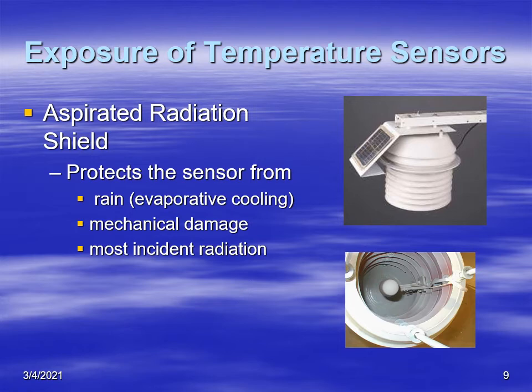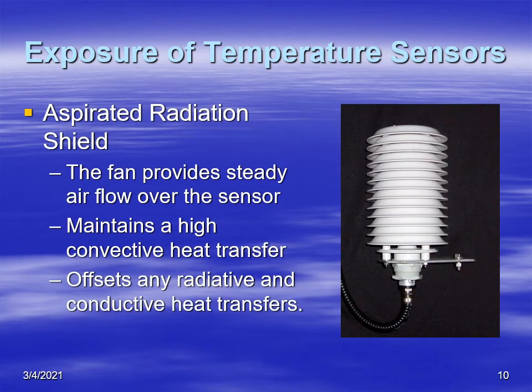And also it's painted white and the thermometer is on the inside of the shield, so that reduces the solar radiation. Also, this shield has a small fan, and the fan promotes the aspiration, in other words, the ventilation of the thermometer. In this picture, you can see that there's a little solar panel, and that little solar panel actually runs the fan, provides electricity for the fan. So the fan provides a steady airflow so that you don't have stagnant air that heats up. This enhances the convective heat transfer, and also it offsets any radiative conductive heat transfers.